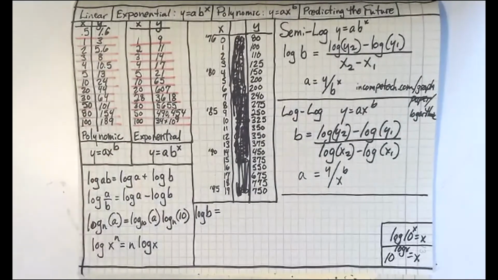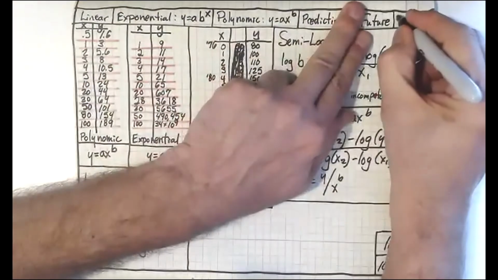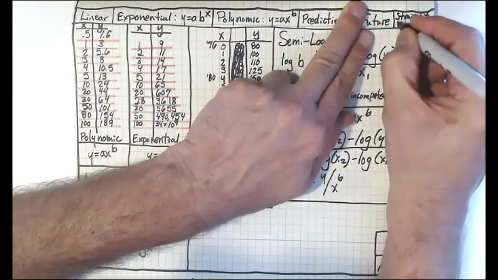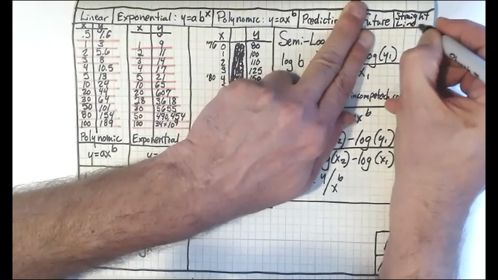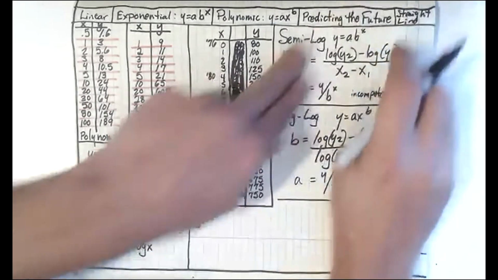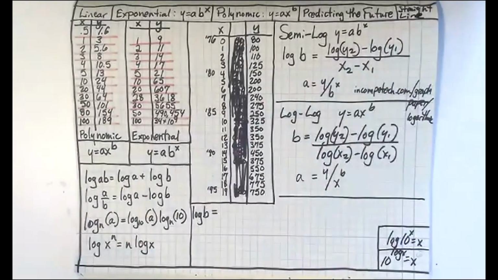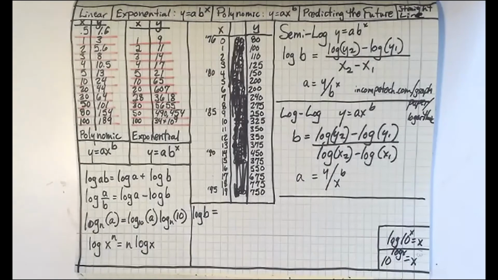Now, always remember, it has to plot to a straight line. That is the elephant in the room. All of these, whether it's linear, exponential, or polynomic, all have to plot to a straight line. What you're really doing is you're figuring out what a straight line fit will be for this type of data that's nonlinear.